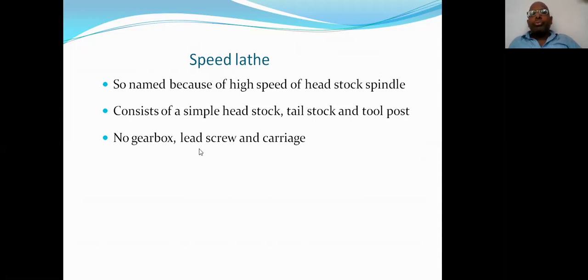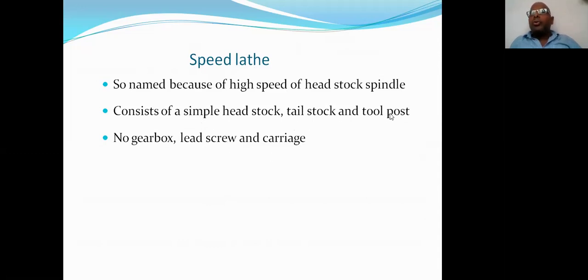Next, the lead screw. What is the function of the lead screw? The major requirement of the lead screw is for thread cutting operations. At the beginning itself we discussed that this machine should not be used for thread cutting or knurling operations. Even for knurling, automatic feed is required, hence the lead screw is required. But this machine is used only for simple operations. The lead screw is also eliminated. And carriage.